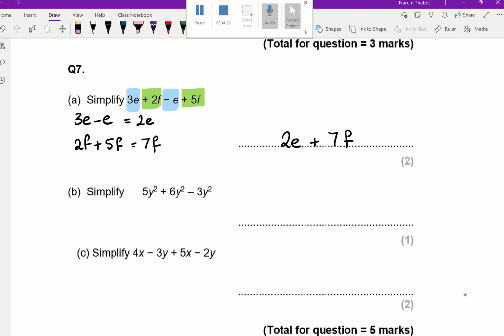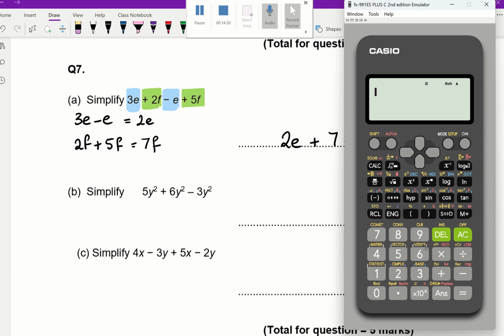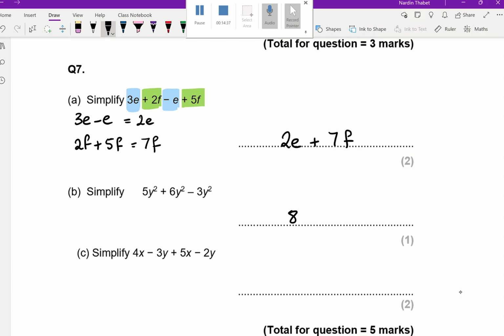And again, the second one says simplify, and they're all y squareds. So I simply get my calculator and I do 5 plus 6 minus 3, and it's 8y squared. You don't increase the powers or change the powers because you're not multiplying, you're adding and subtracting.